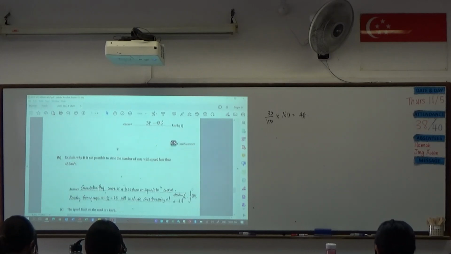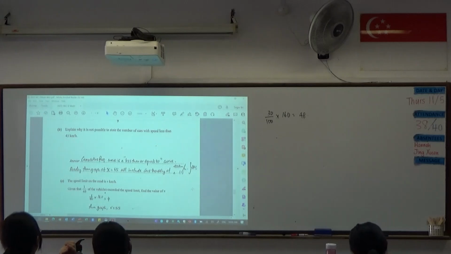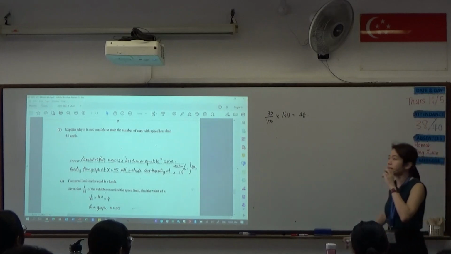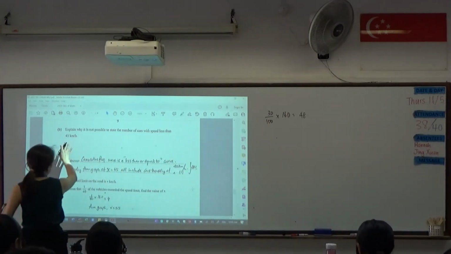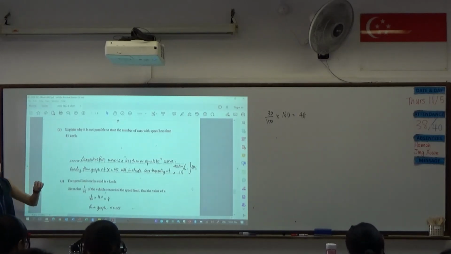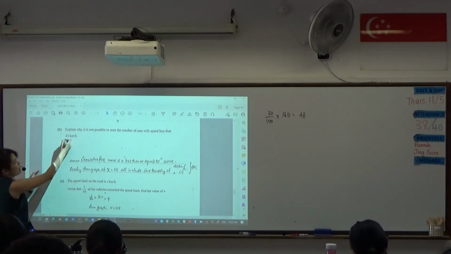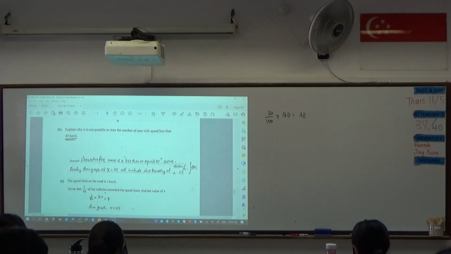Okay, next for part B. Trust me, I have been reading it again and again to decide how many marks to give you. Explain why it is not possible to state the number of cars with speed less than 45 km per hour. Stating that it is a less than or equals to curve is not sufficient as an answer. You need to explain by drawing relevance to the context of the question, where in this case the context is to mention 45 km per hour. So you need to tell me more.